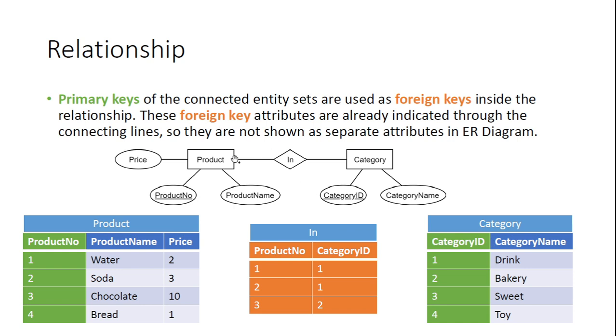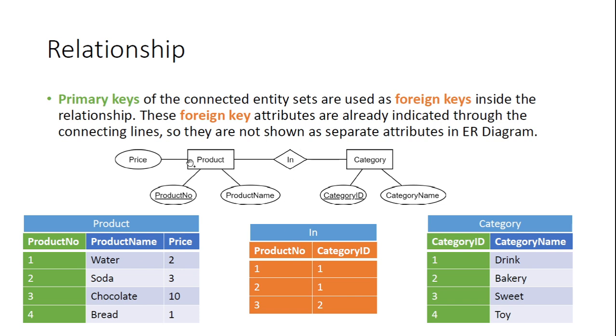So the primary keys of the connected entity sets we are going to use as foreign keys inside the relationship. And these foreign key attributes are already indicated through the connecting lines. So these lines mean that in the relationship I need to store this foreign key. We are not including new attributes for the foreign keys. They are indicated by these links that are connecting the entity sets to the relationship.